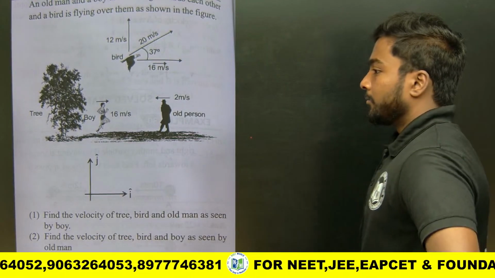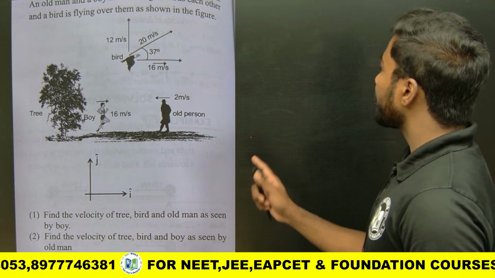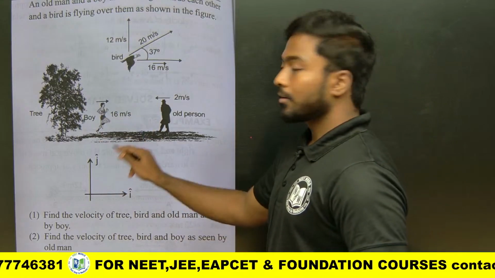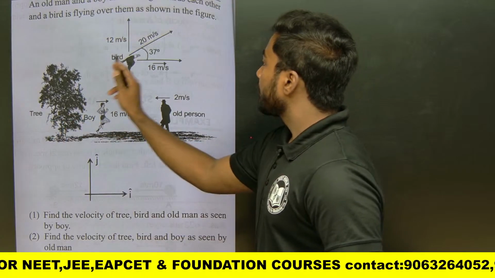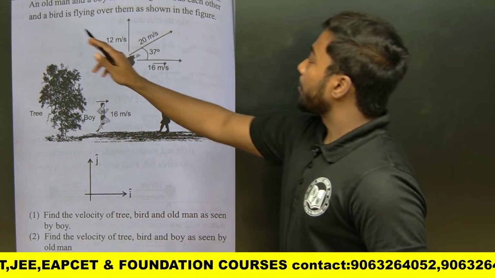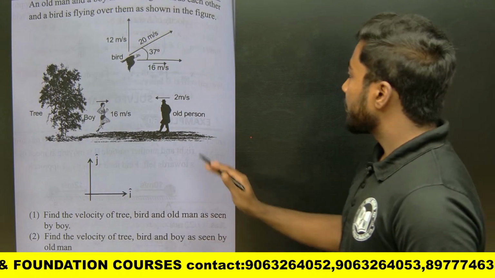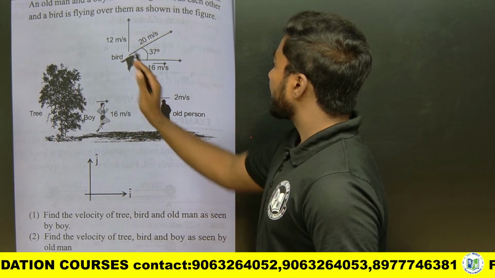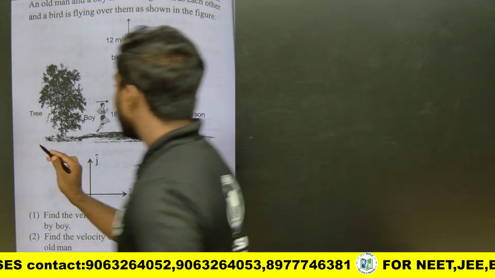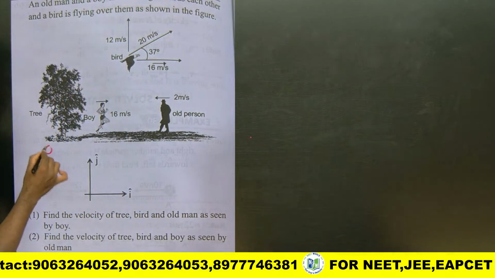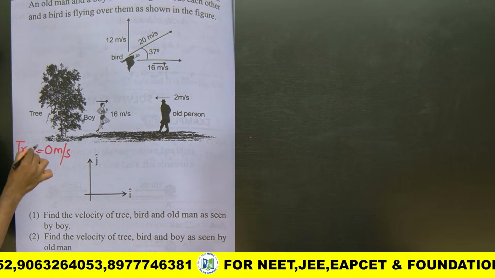An old man and a boy are walking towards each other. So this is the boy and this is the old person. They have mentioned a boy, a tree, a bird and an old person, with a bird flying over them as shown in the given figure. The tree is at rest, so the velocity of the tree is 0 meter per second.